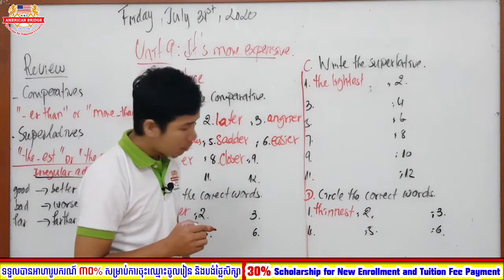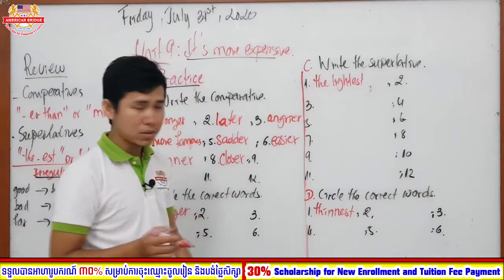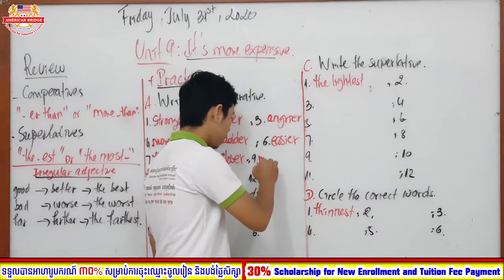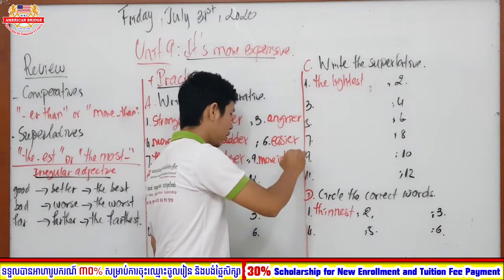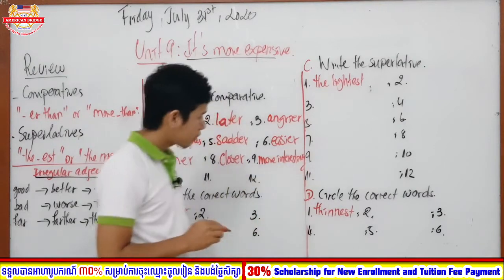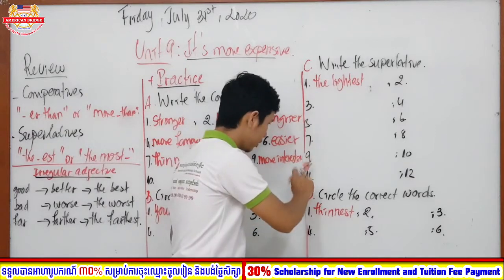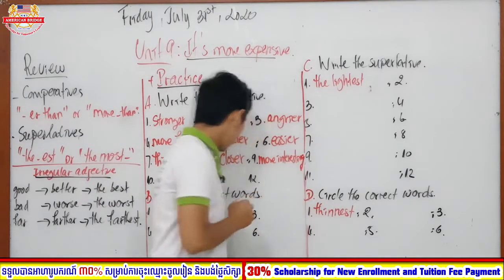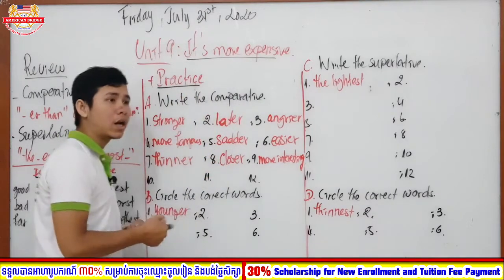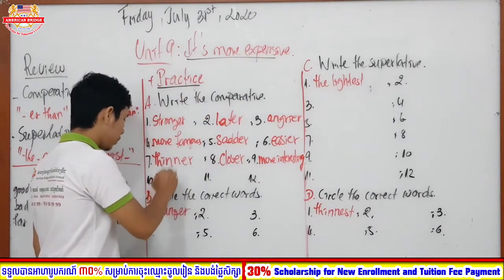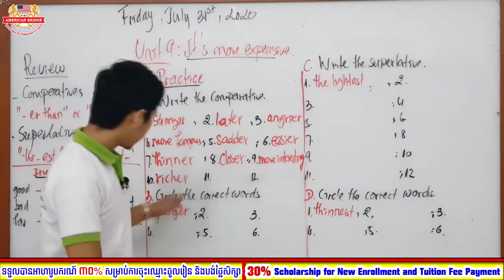Okay, and then number 9, it is "interesting". How do you change "interesting"? Very good, right? We are going to put "more interesting". Okay, "more interesting". Okay, and after that, number 10, what is it? "Rich". So really it's going to be, very good, right, "richer". Okay.